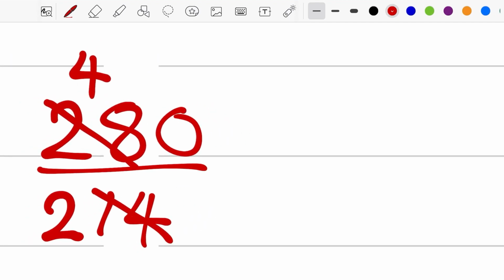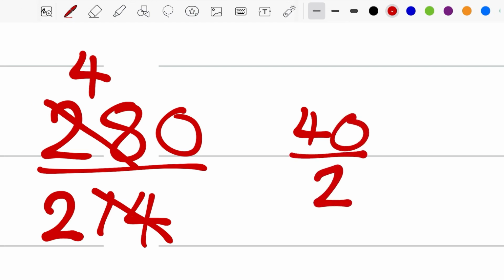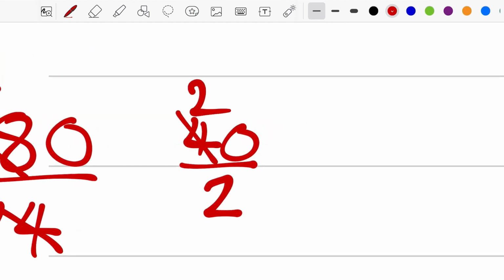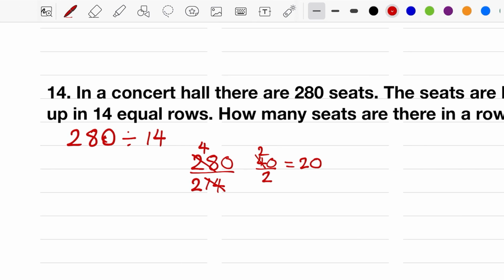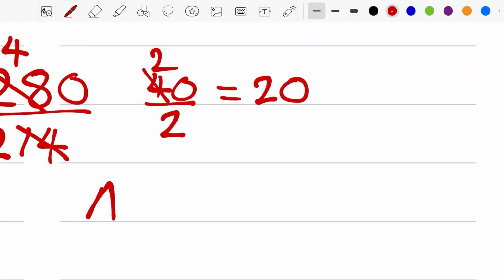So now we have 40 divided by 2, which is easy. 2 into 4 is 2, so your answer is 20. And remember to put your units. How many seats? So your answer is 20 seats.